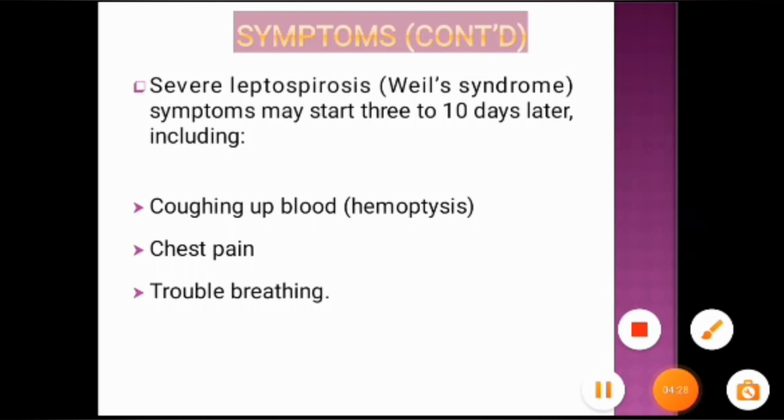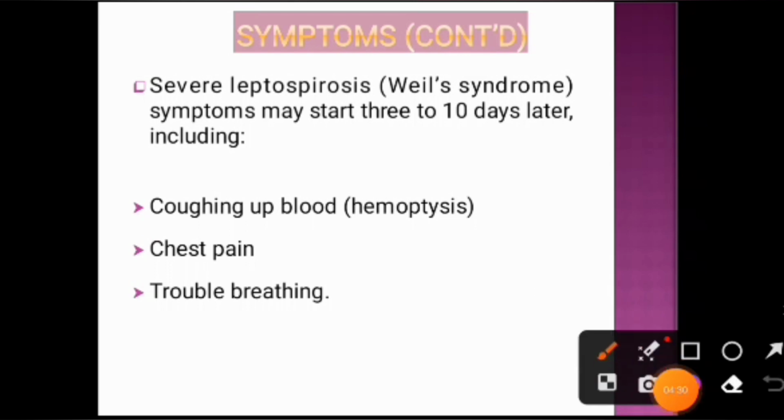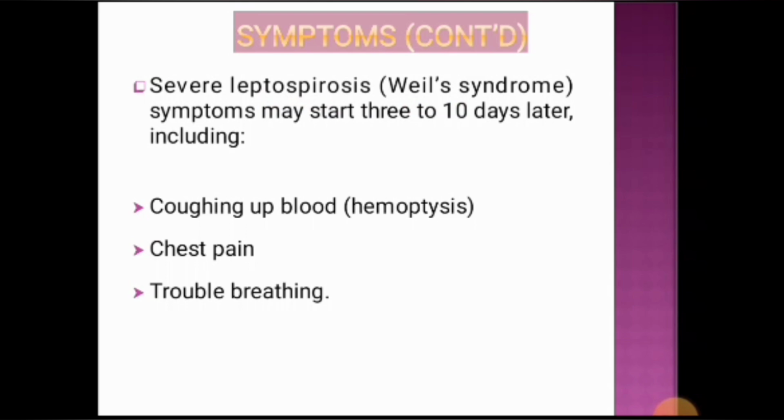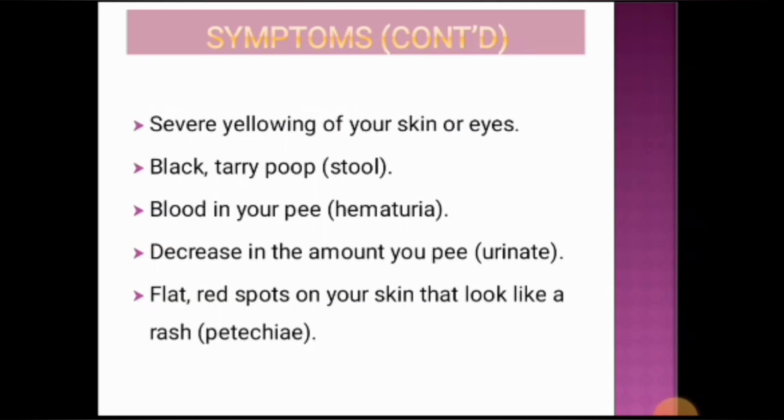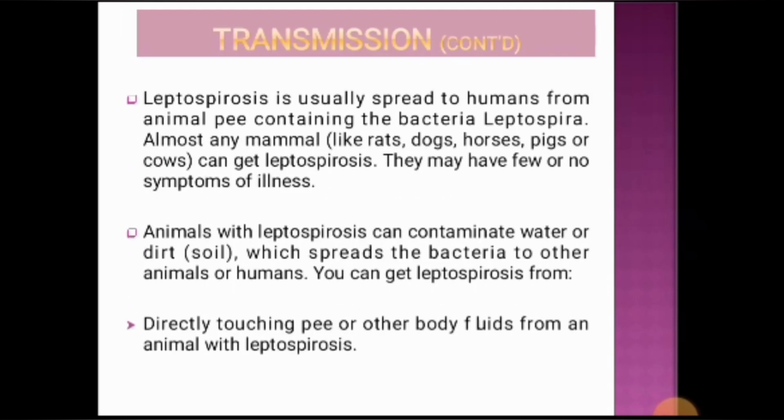In severe Leptospirosis, we have already discussed that severe Leptospirosis is known as Weil's disease or Weil syndrome, and the symptoms may start 3 to 10 days later and include coughing up blood, chest pain, trouble breathing, severe yellowing of your skin or eyes, black or tarry poop, blood in your pee, that is hematuria, decrease in the amount of pee, that is urination, flat red spots on your skin that look like a rash.